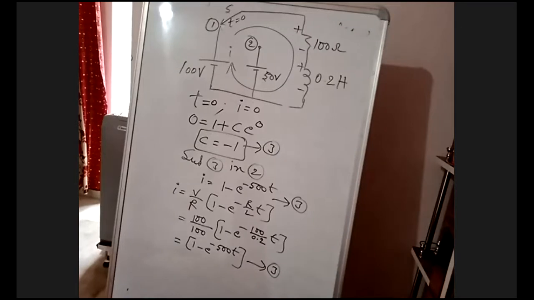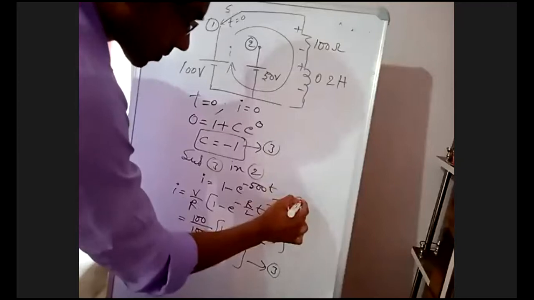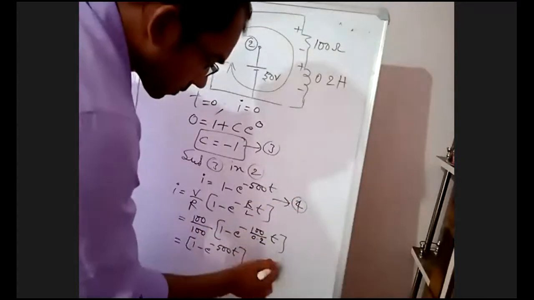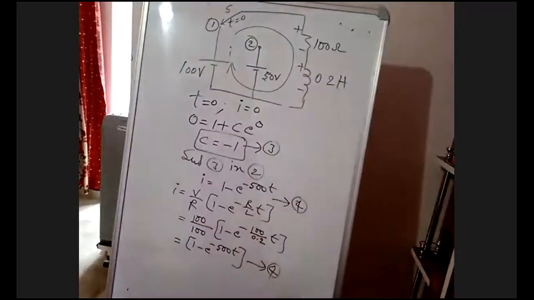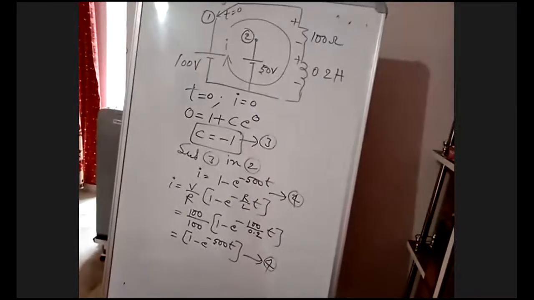See equation 3, equation 4, this is. Already we know the formula, I is equal to V by R into 1 minus e power minus R by L into t. Even if you substitute in that, you will get the same answer, equation 4. If they ask for 2 marks, you can do like this. If they ask for 5 marks, you have to go in the procedure.